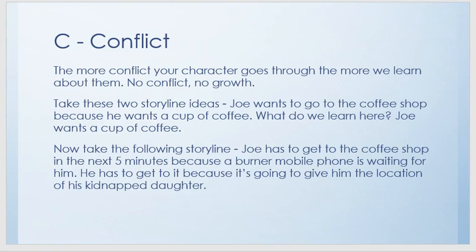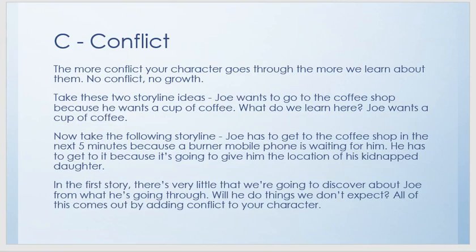But what are we going to find out about Joe? What skills does Joe have? Is he ex-army? Can he call on that experience? And what if Joe's just a simple school teacher, your average normal person, and this is totally out of the blue? Why would somebody take Joe's daughter? So from that conflict, we can build more and more into your character.